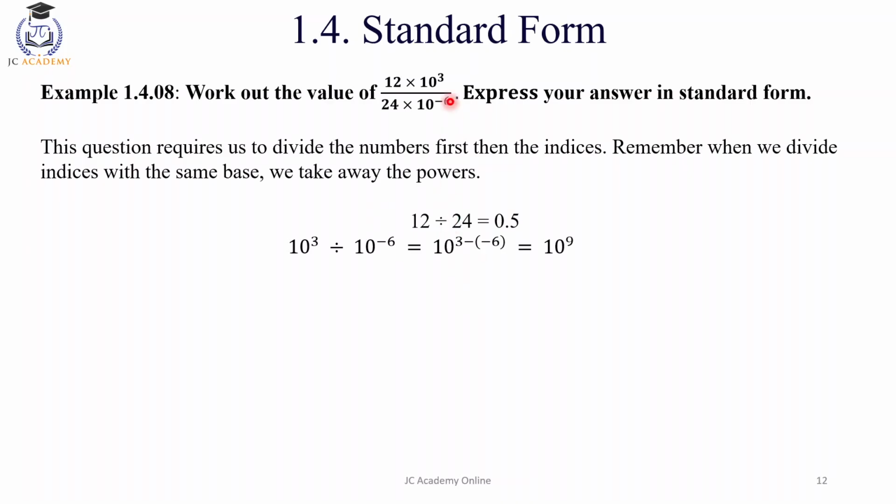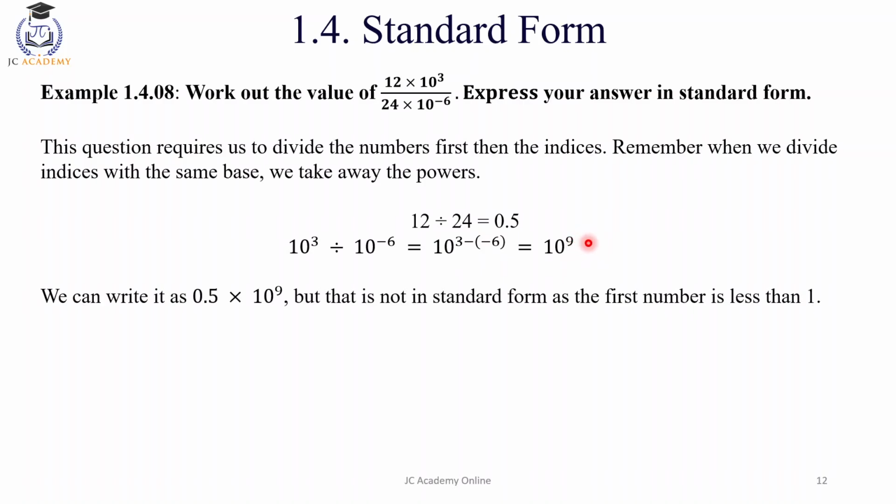Okay, so let's do each term at a time. We do 12 divided by 24, which is equal to 0.5. And we have 10 to the power of 3 divided by 10 to the power of minus 6. As we have the same base, which is 10, we just deduct the powers as we're dividing. So we do 3 minus 6, where we get 10 to the power of 9, because minus and a minus becomes a plus. So 6 plus 3 is equal to 9.